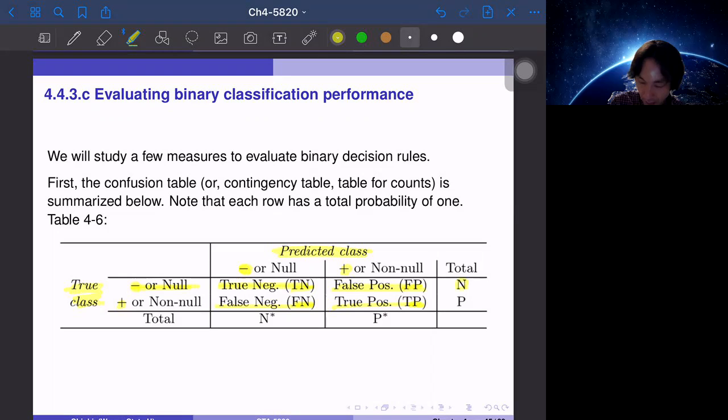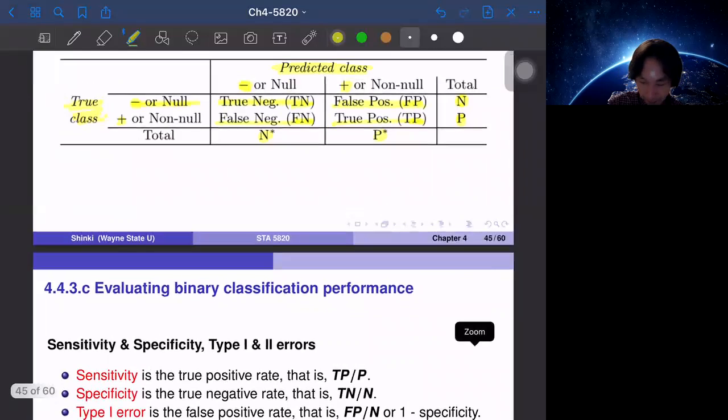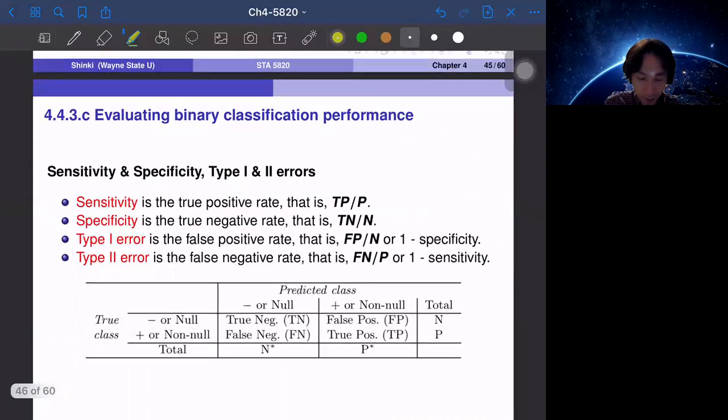This book assigns N and P for the truth, and N asterisk and P asterisk for the predicted. And we have several terminologies: sensitivity and specificity, type 1 error and type 2 error. So how many of you have heard of sensitivity and specificity?